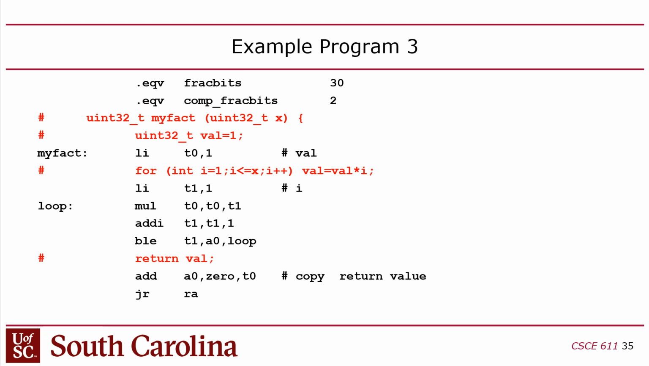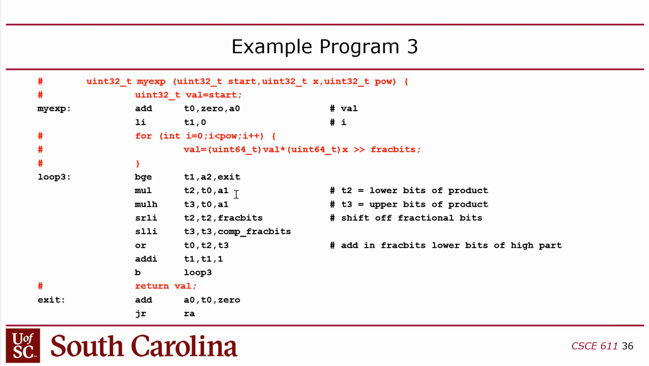In this case, I don't perform a pretest on the loop, since I know all my factorials will have an input value of no less than 1, because I'm the one calling the factorial function. I don't trust anyone else to call it, and I trust myself to not put a value in there that's less than 1. And then I copy the value of val in t0 to a0. A0 is, by convention, the return value for a function in RISC-V.